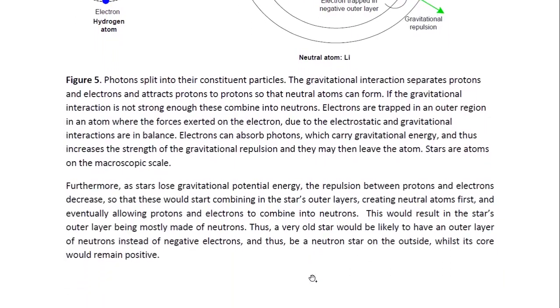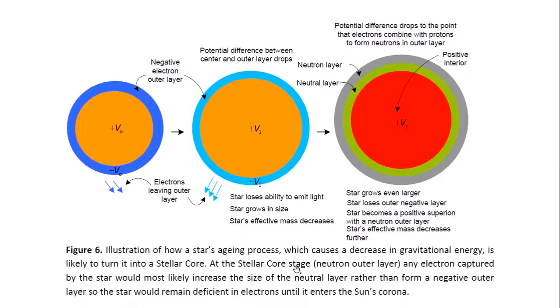Now, as stars lose gravitational potential energy, the repulsion between protons and electrons decreases, so that these would start combining in the star's outer layers, creating neutral atoms first, and eventually allowing protons and electrons to combine into neutrons. This would result in the star's outer layer being mostly made of neutrons. Thus, a very old star would be likely to have an outer layer of neutrons instead of negative electrons, and thus be a neutron star on the outside, whilst its core would remain positive.